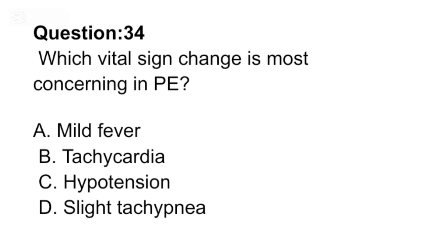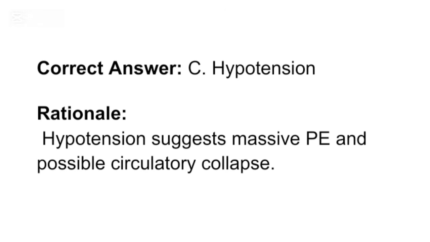A. Mild fever. B. Tachycardia. C. Hypotension. D. Slight tachypnea. Correct answer, C. Hypotension. Rationale. Hypotension suggests massive PE and possible circulatory collapse.